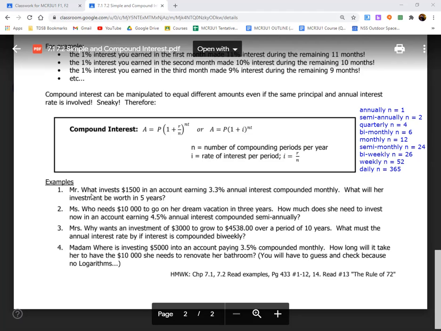Okay, Miss Who invests $1,500 in an account earning 3.3% annual interest, compounded monthly. What will her investment be worth in 5 years? So 1,500, 3.3, monthly, 5 years. Let's go to the whiteboard. I'm going to write this down. The principal that I'm dealing with is 1,500. The rate that the bank gives me is 3.3%, so it's going to be 0.033. The compounding period is monthly, so it's going to be 12. And the amount of time that I'm waiting is 5 years.